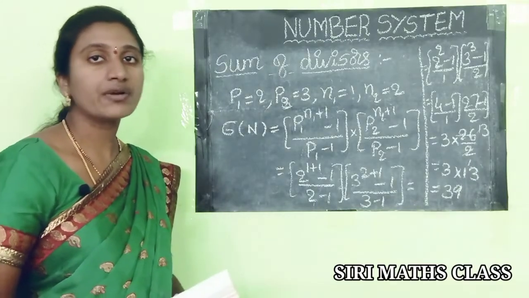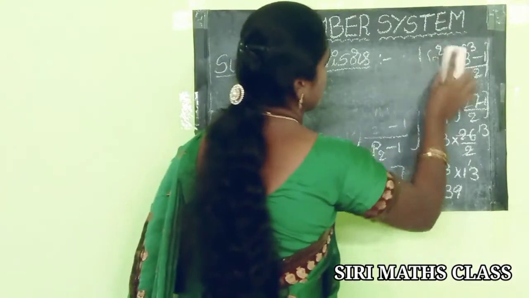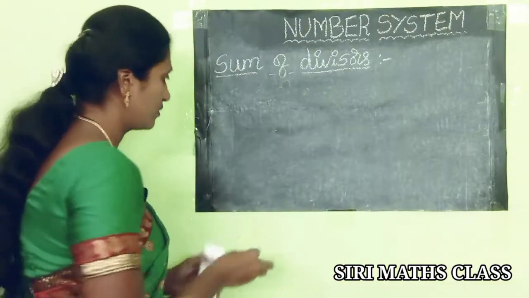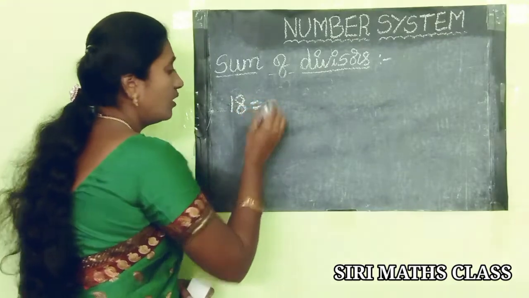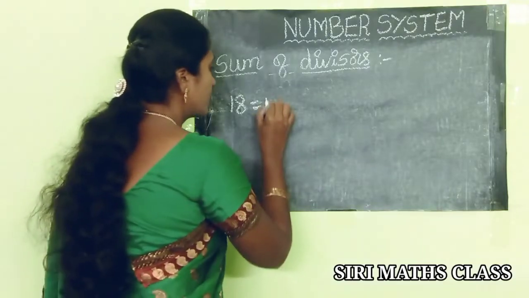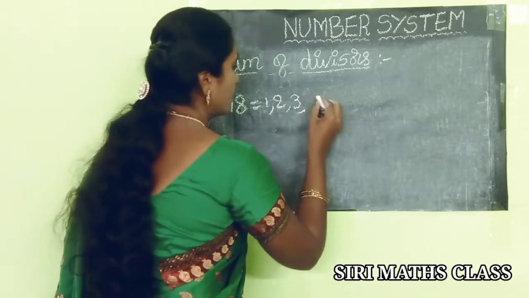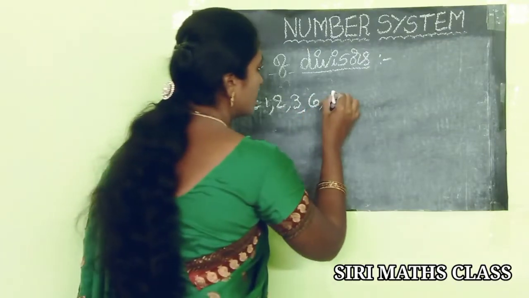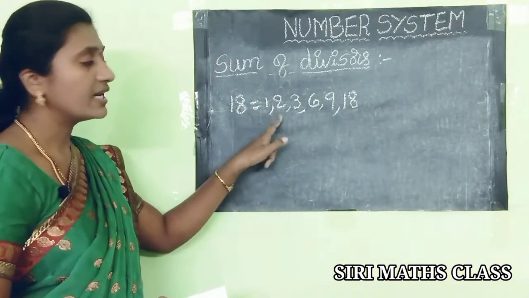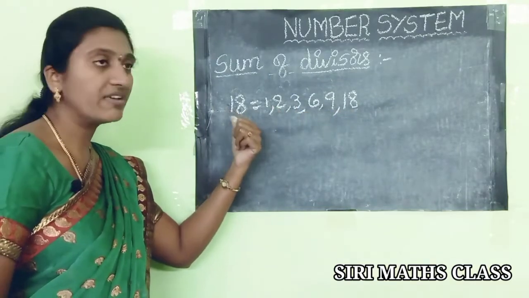Okay, now we can find out all the factors and then add them. First of all, we can write all the factors of 18. What are the factors? 1, 2, 3, 6, 9 and 18. See here, 1, 2, 3, 6, 9 and 18. These all are the factors of the given number 18.